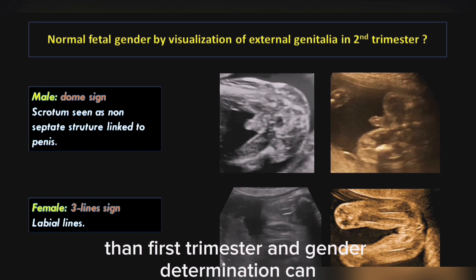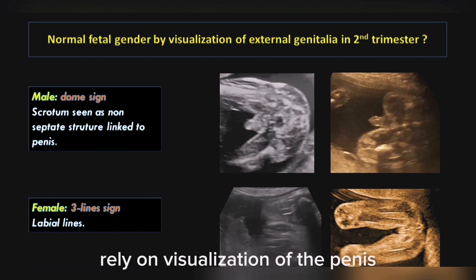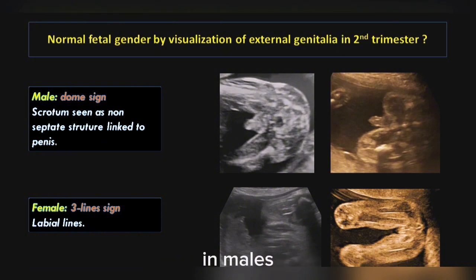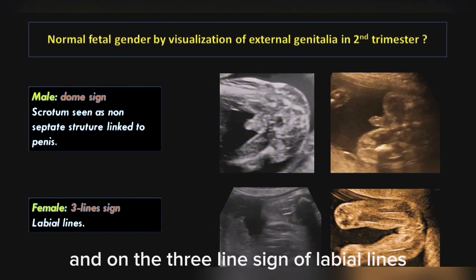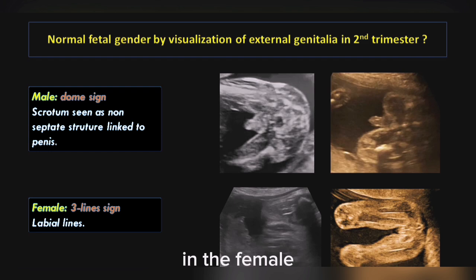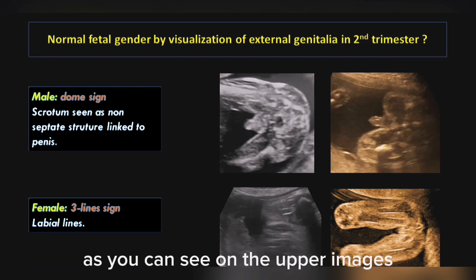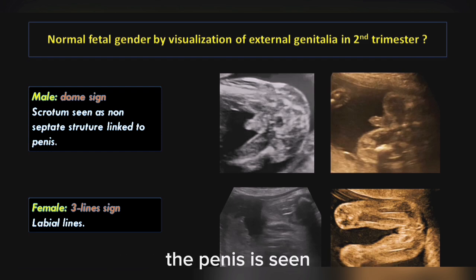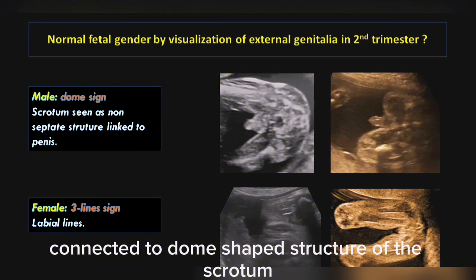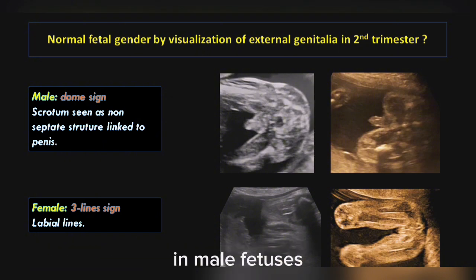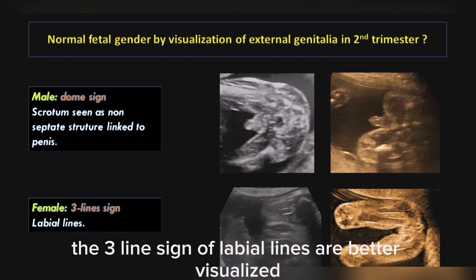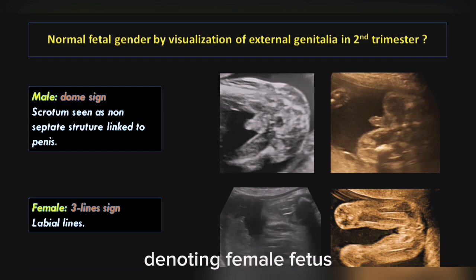and gender determination can rely on visualization of the penis and scrotum themselves in males, and on the 3-line sign of labial lines in the female. As you can see on the upper images, the penis is seen connected to the dome-shaped structure of the scrotum in male fetuses, while on the lower images, the 3-line sign of labial lines are better visualized, denoting female fetus.